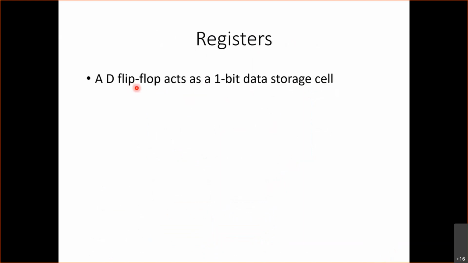A D flip-flop essentially acts as a 1-bit data storage cell. It stores a value inside of it and updates that value on the active edge of the clock cycle. Now, if I don't want the D flip-flop to update its value, and I just want it to keep its old value for multiple cycles, I can just not pass the clock to it. So always keep the clock 0, not let it oscillate at the input of the flip-flop, and we'll see how to do that. But essentially, a D flip-flop acts as a 1-bit storage cell.